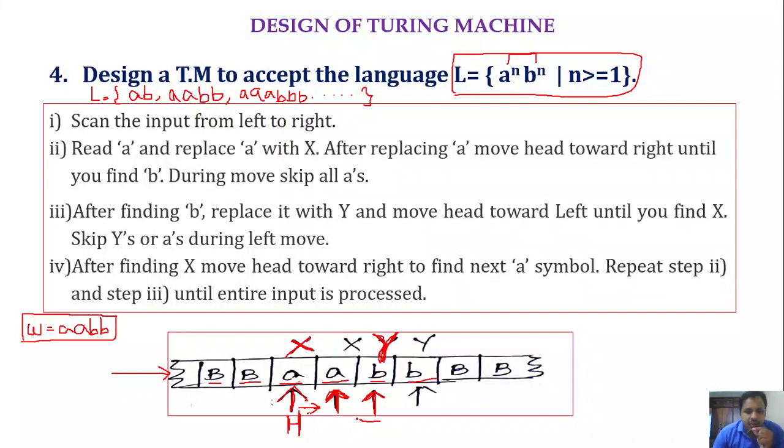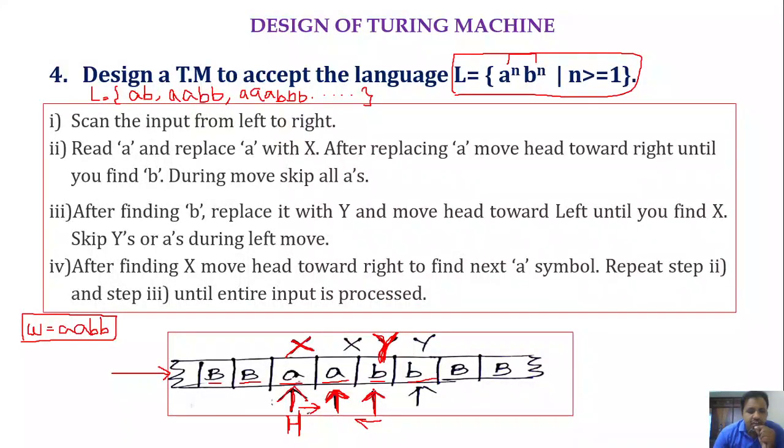After marking or replacing b with y, we have to move the head towards the left. Why are we moving the head towards the left? Because we are now searching for the next a. We can get the second a by moving the head towards the left.